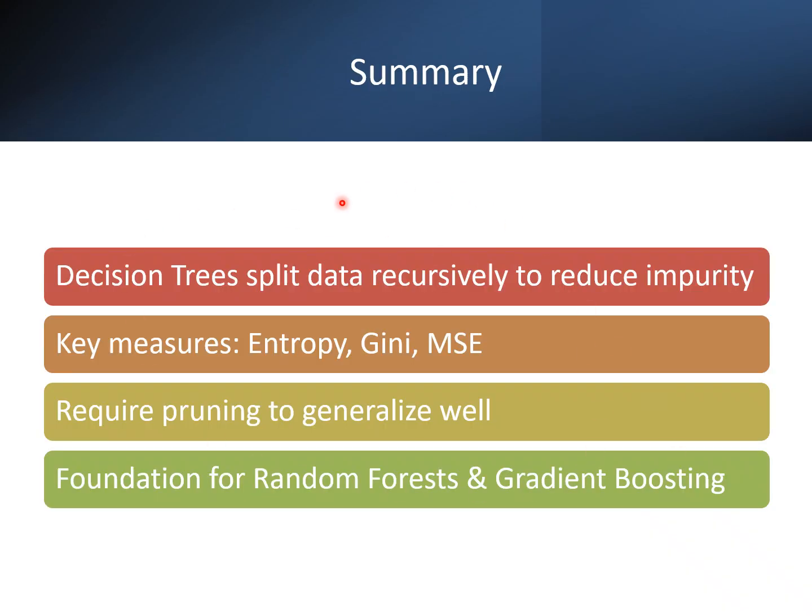A summary of this lesson is that we looked at decision trees, which we can use to split data recursively to reduce impurity. The key metrics that you can use are, if it is a classification problem, the entropy or Gini index. Meanwhile, if it is a regression problem, we can use the mean squared error. And then most of the times we require pruning to let that decision tree generalize well with unseen data, that data that wasn't used during the training process.